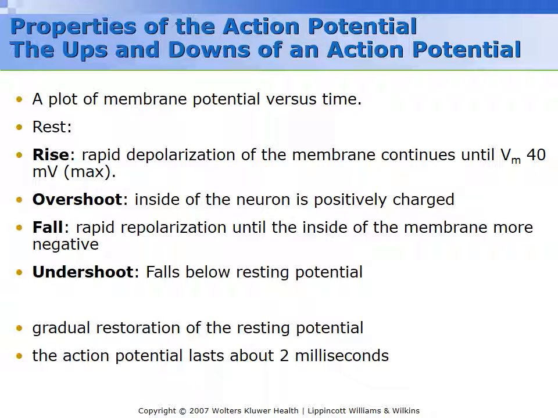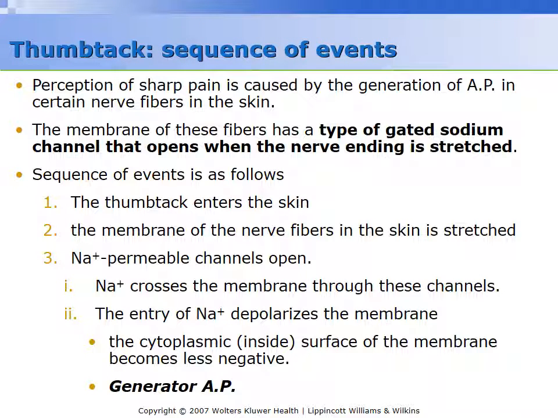Here is a summary slide for your reference for later. This outlines the rise, the overshoot, fall, and the undershoot properties of an action potential. So to go back and look at our initial example of a thumbtack piercing through skin and generating pain and a reflex, basically this perception of pain is caused by generation of action potentials in very particular nerve fibers in the skin.